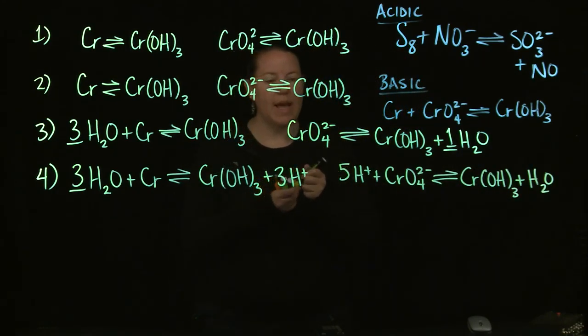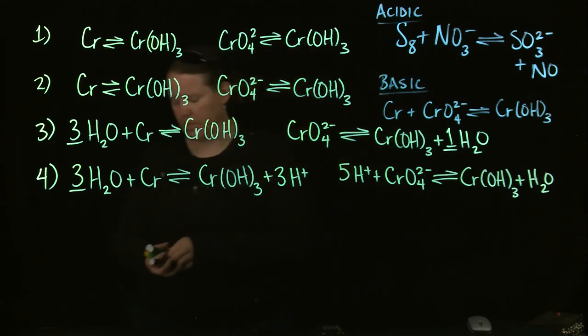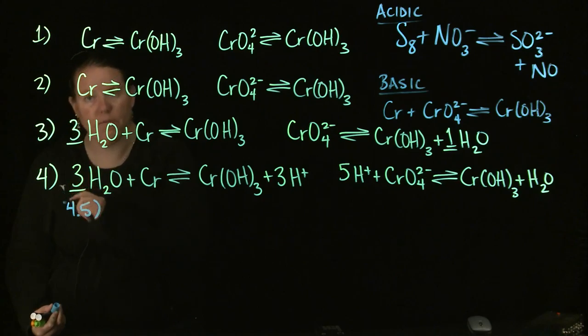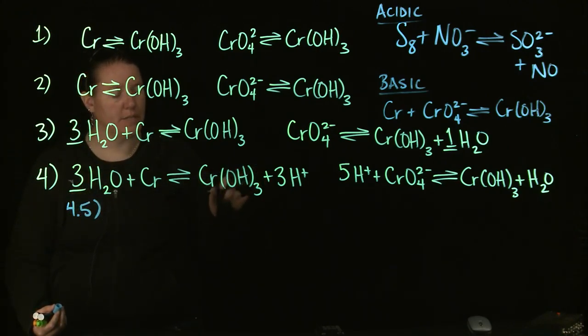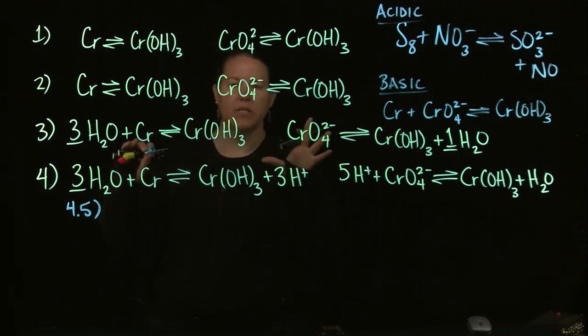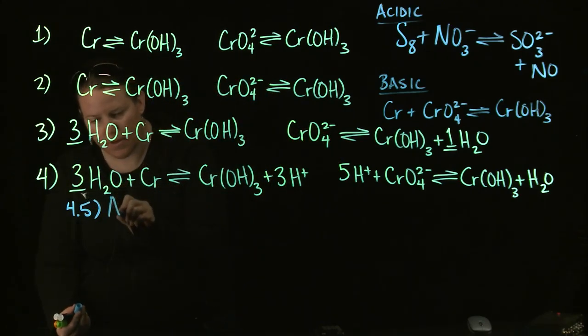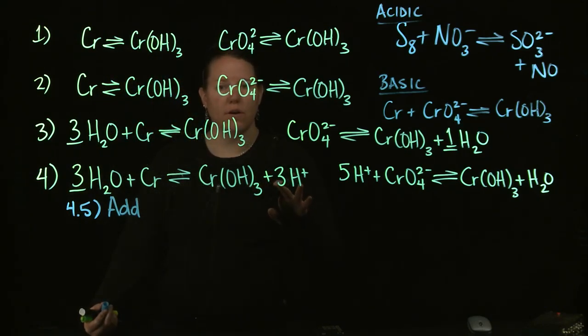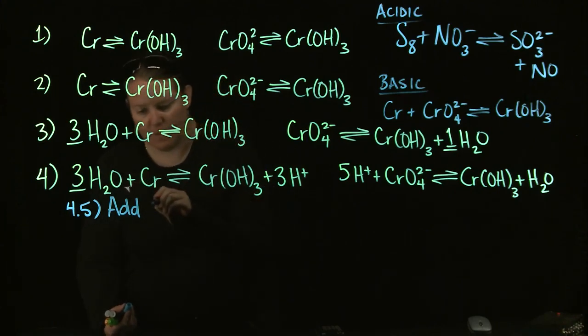All right, so now here's the step that's different. There's a step four and a half, call it 4.5, for balancing in basic solution. Once you've done the H plus step, you need to add to both sides the same number of OH minuses as there are H pluses on one side.